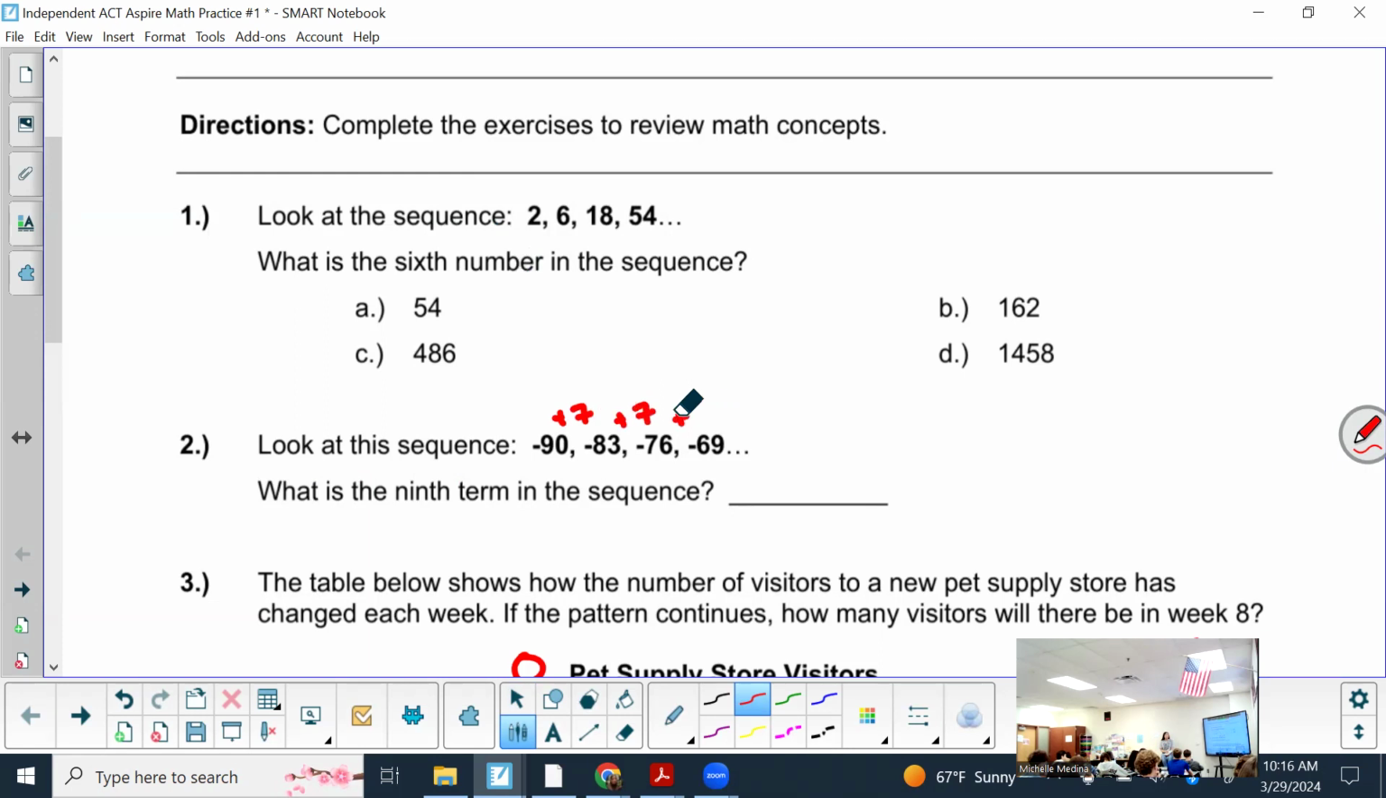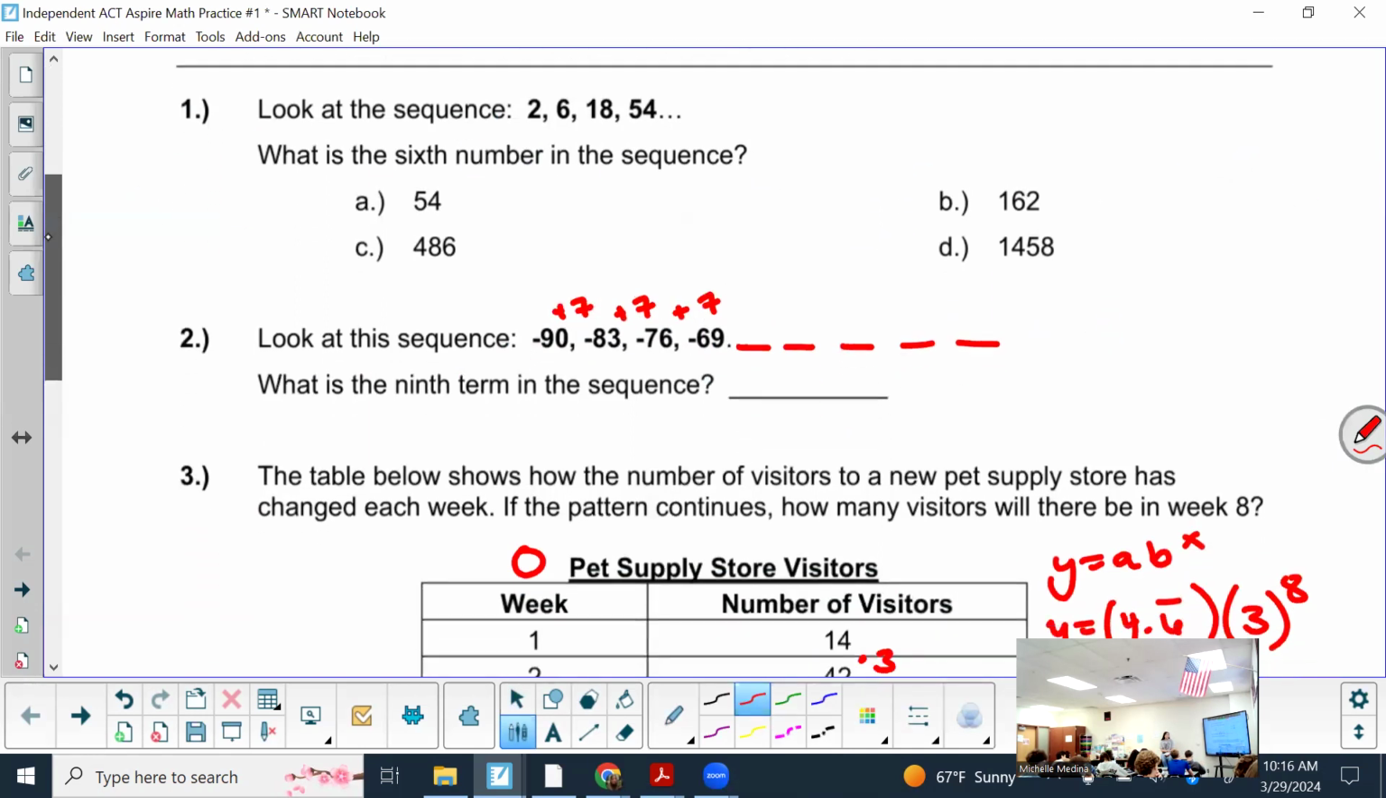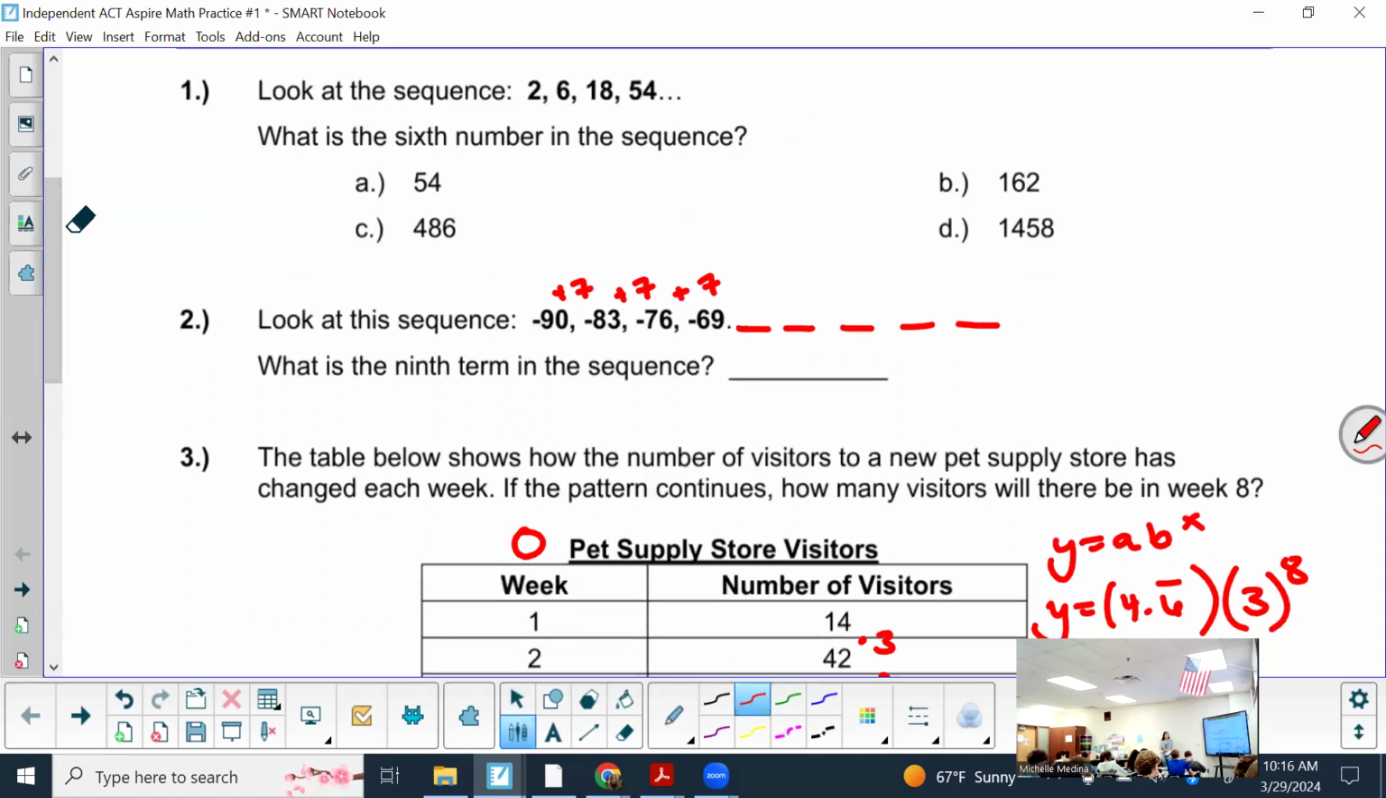So you have a few options. You could draw a few more blanks. So this would be 1st, 2nd, 3rd, 4th, 5th, 6th, 7th, 8th, 9th. Do all the way until you get there. That's just beautiful. But sometimes on the test, they won't ask you something that easy. They'll ask you, what is the 100th term in the sequence? And you wouldn't want to do that.